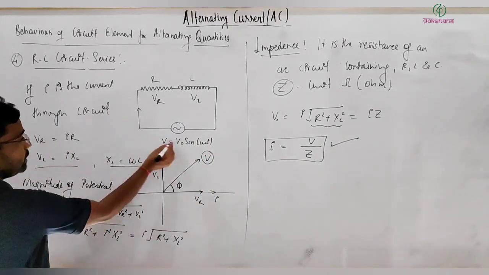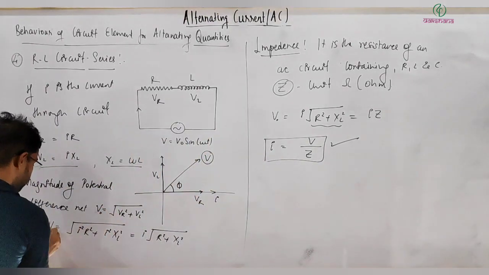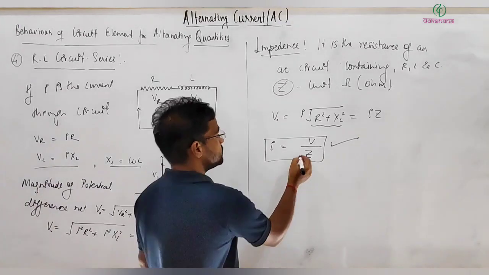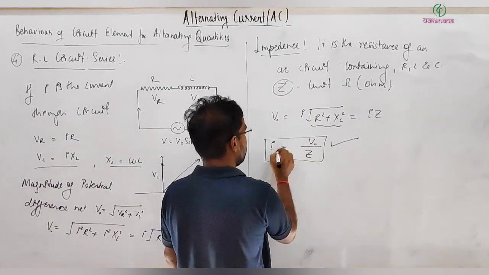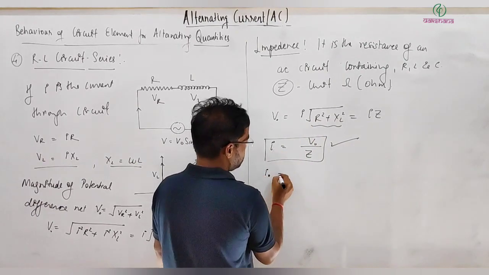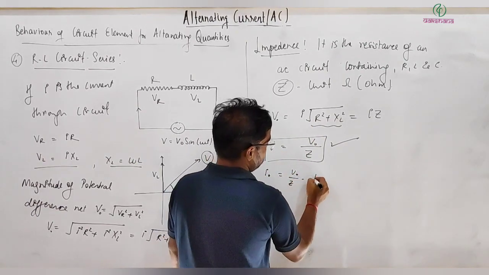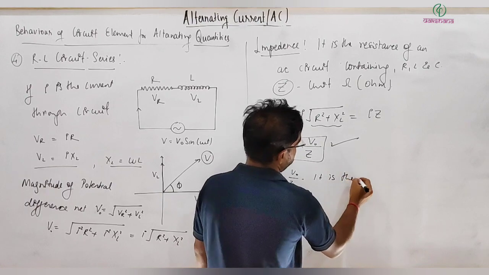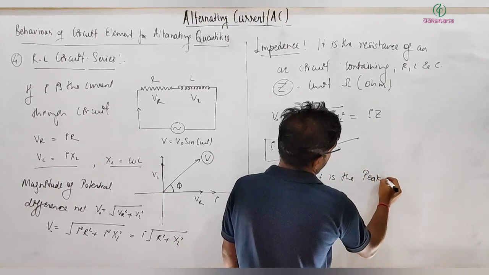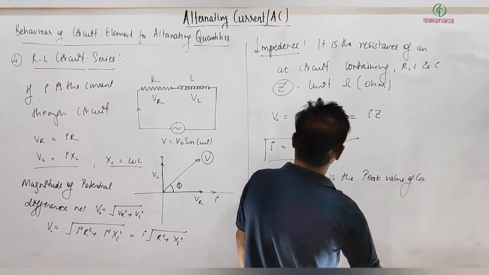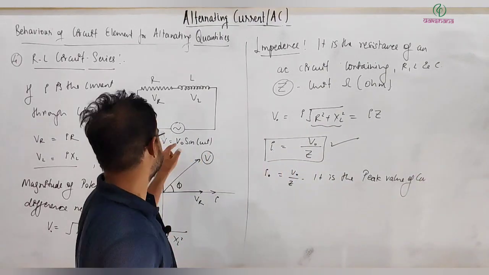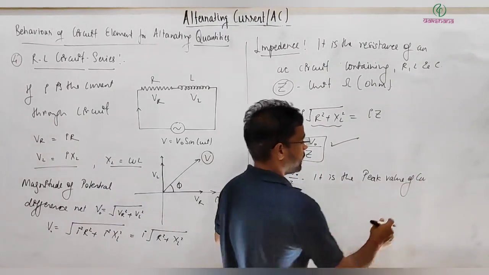So this is also the peak value of the potential drop. I should write it as V naught, and so on, so this is I naught. So I naught is equal to V naught by Z. It is the peak value of current. Yes, if this is the peak value, then this will be the peak value of current also.